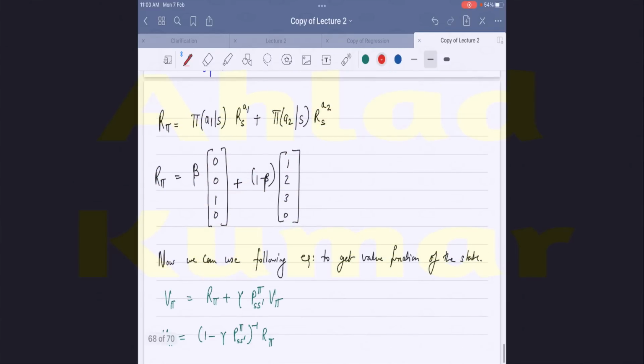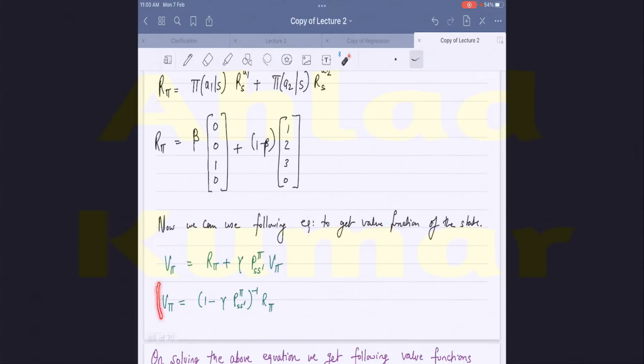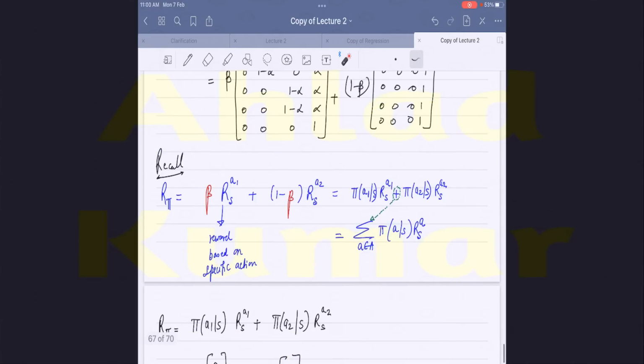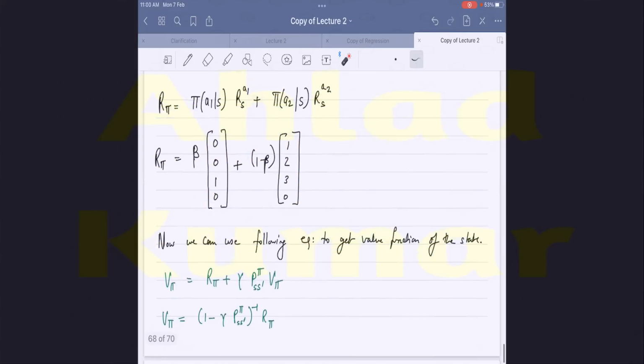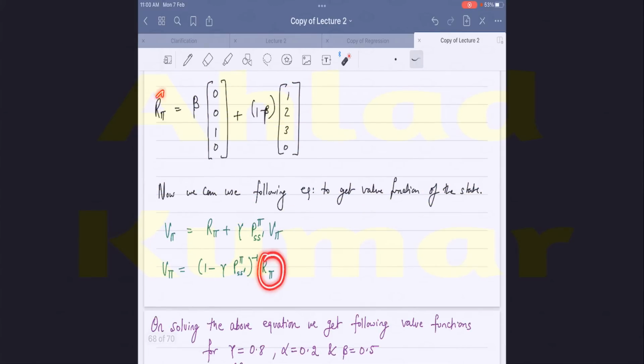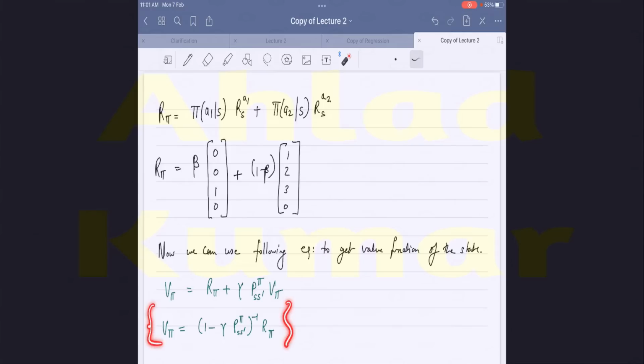So now you have r pi, you have p pi with you. So now we can make use of this equation which is given over here, right? This you already have calculated, which is this expression, and you have also calculated r pi, which is this expression. So now we can fit these matrices into this equation and calculate the value function for all these states. What we will do is calculate the value function now using Google Colab. We will code this program and see what value function we get for different values of beta and different values of gamma.